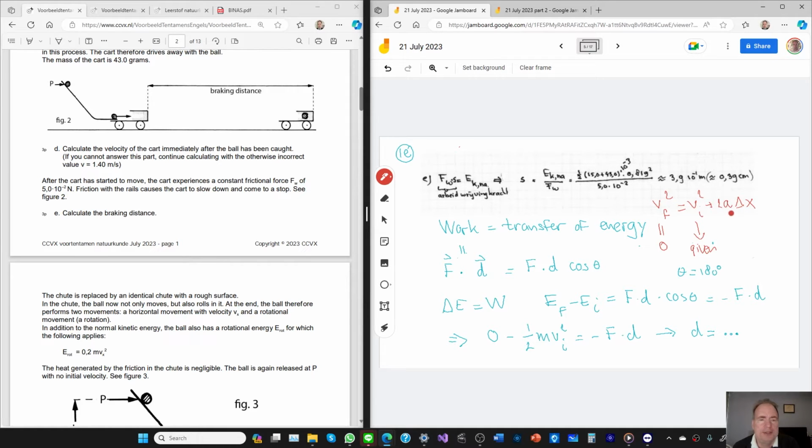Now, the acceleration can be found from the force, which is given. So this is just the force divided by the mass of the cart and the ball together. These are all given, so then we can just isolate this and figure out what delta x is. And then you should get the same answer.